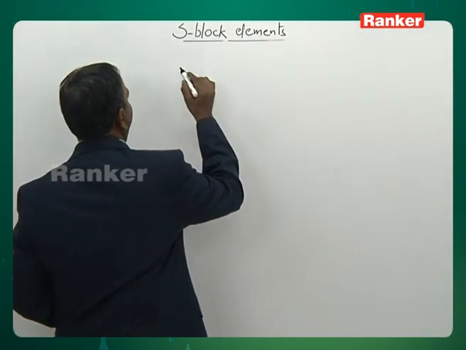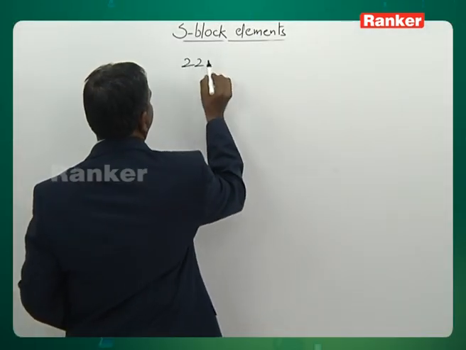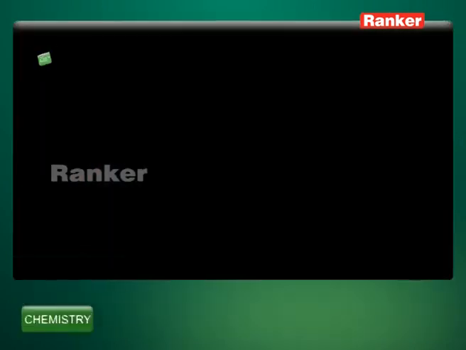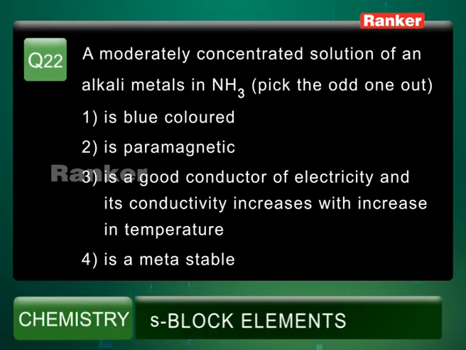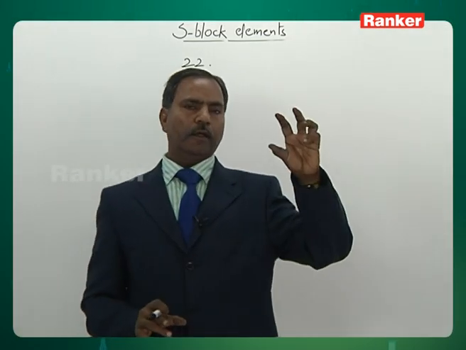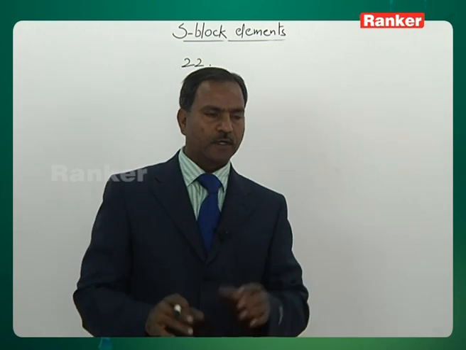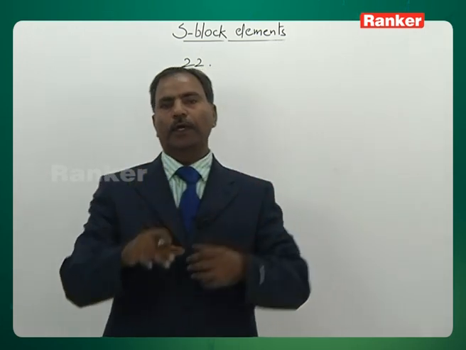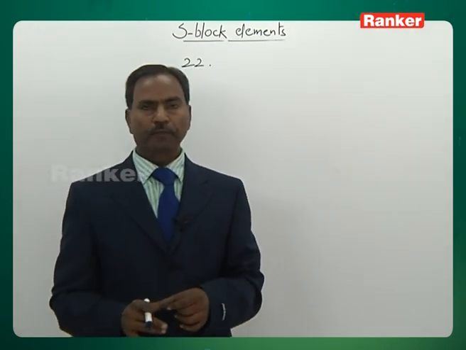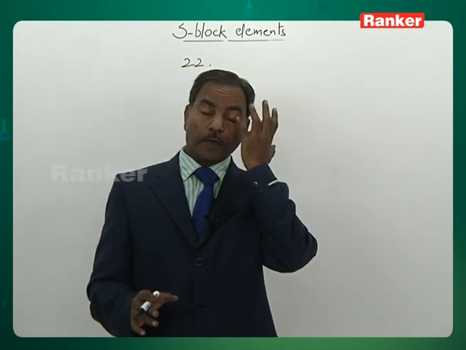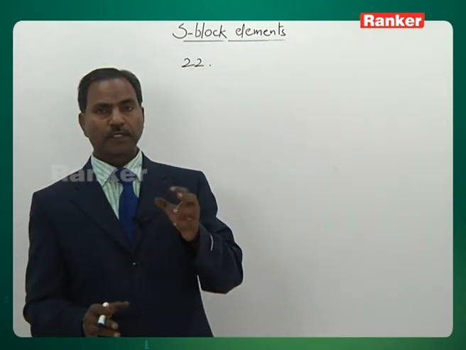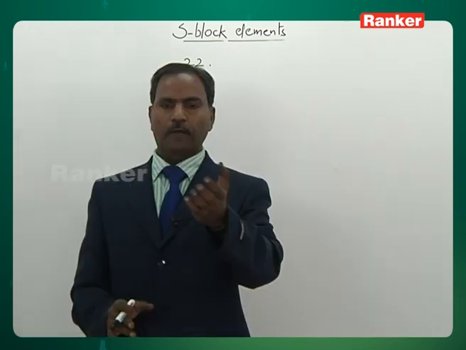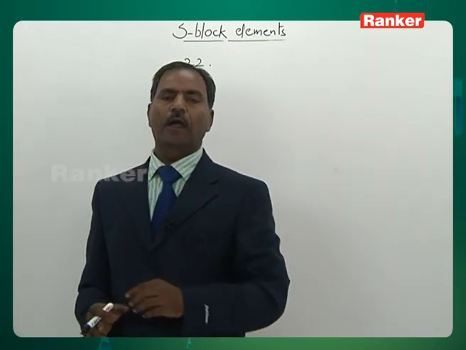Coming to question number 22, a moderately concentrated solution of an alkali metal in NH3, pick the odd one out. So actually these are metal liquid ammonia solutions. When an alkali metal is put into liquid ammonia solvent, this solution you are getting. Among the given options you have to see which is not correct. Pick the odd one out.